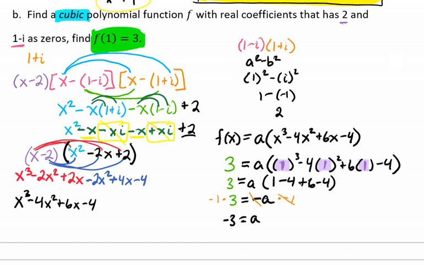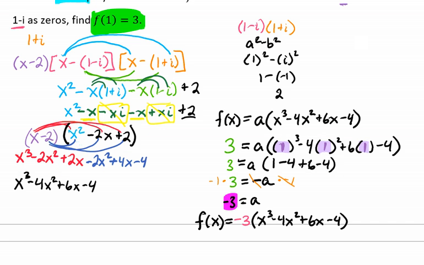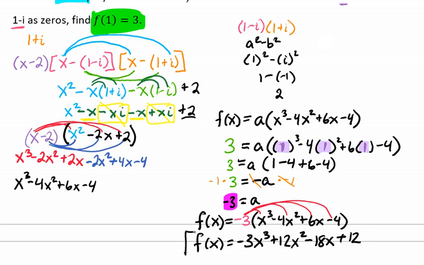So I can now write my equation, and I'm going to take my negative 3 and plug it in. So negative 3 times x to the third minus 4x squared plus 6x minus 4. And we're almost done. I know this is a long problem, but our last step is to distribute that negative 3 to all of these pieces to get our final answer of f of x equals negative 3x cubed plus 12x squared minus 18x plus 12. And that is our final answer. And so now you know what you'll need to do when your a value is not going to be the number 1, and how to know.